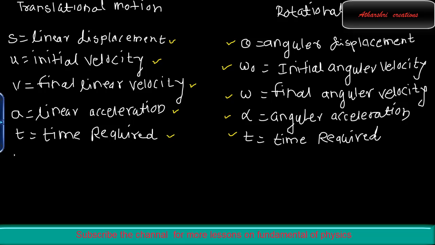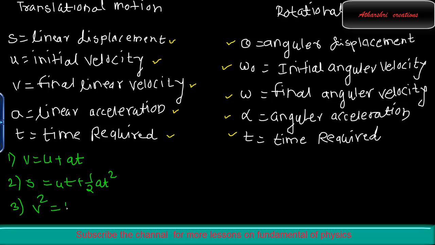Now we have to write the kinematical equations. The first kinematical equation in translatory motion is v equal to u plus at. The second kinematical equation in translatory motion is s, which is equal to ut plus 1 half a t square. The third kinematical equation is v square equal to u square plus twice a into s.